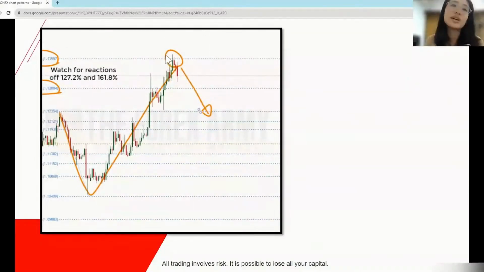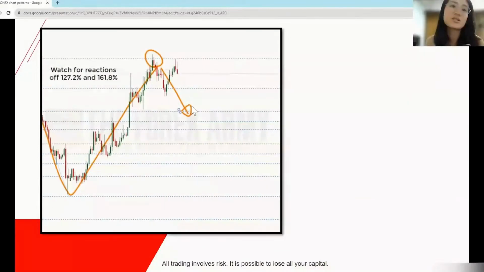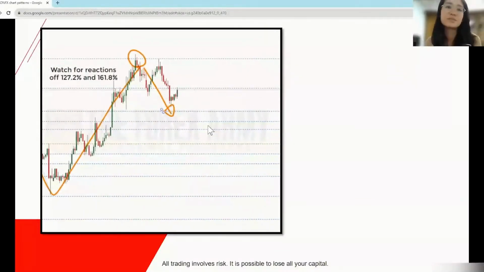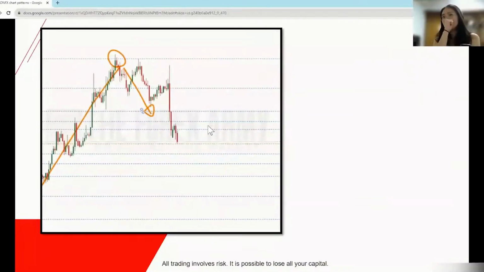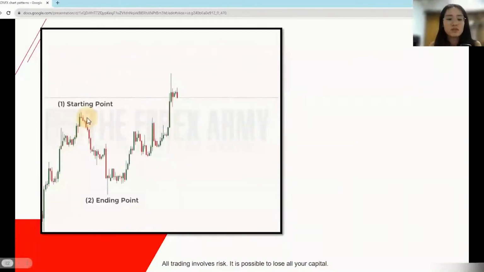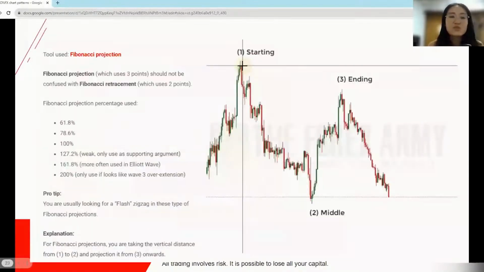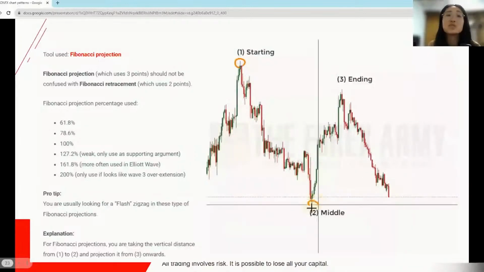Okay, so we're watching the reaction of the 161.8. Okay, let's move on. So next we have the Fibonacci projection.